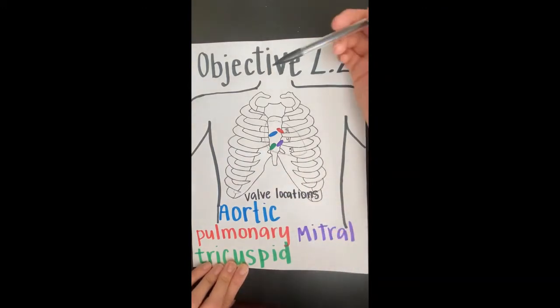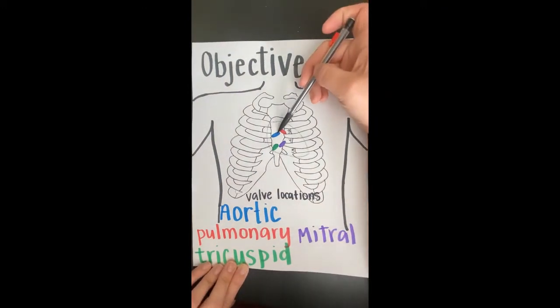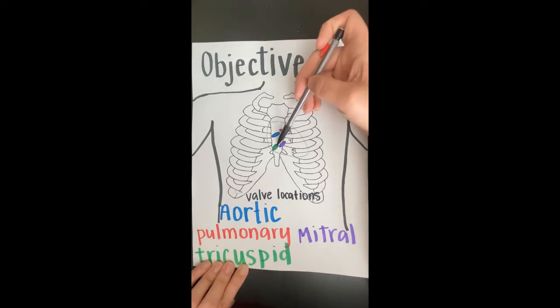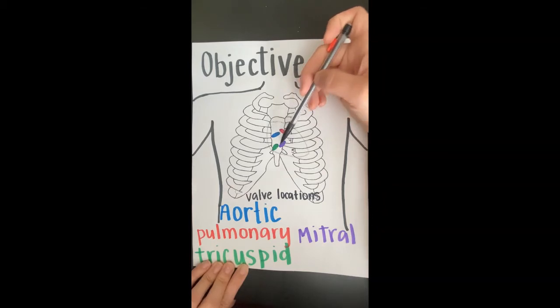The 4 valves of the heart are projected onto the thoracic wall, with the aortic valve at the third intercostal space, the pulmonary valve at the third rib costal cartilage, the tricuspid valve under the sternum at the fourth to fifth intercostal space, and the mitral valve at the fourth costal cartilage.